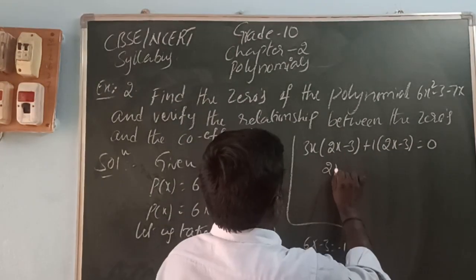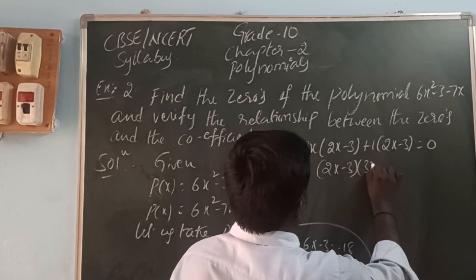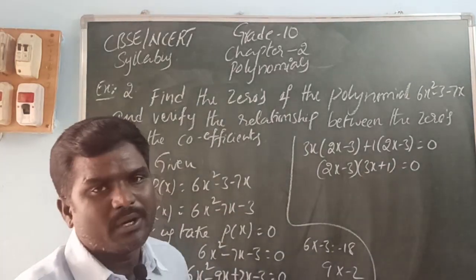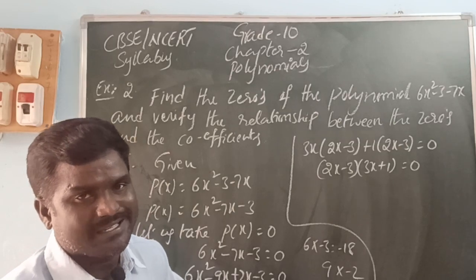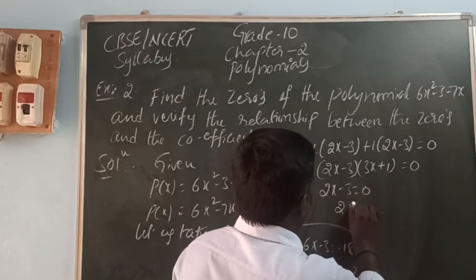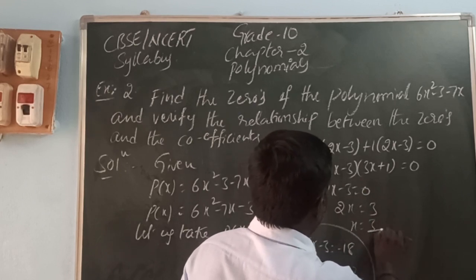(2x minus 3)(3x plus 1) is equal to 0. So the product of two polynomials is 0. Either the first polynomial is 0 or the second polynomial is 0. So here 2x minus 3 is equal to 0, 2x is equal to 3, x is equal to 3 by 2.